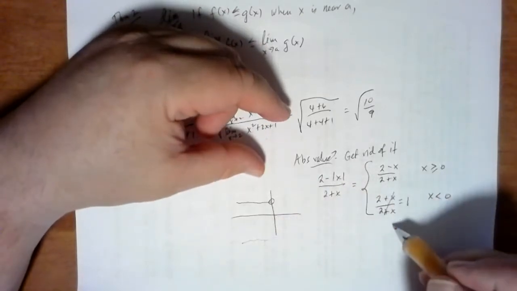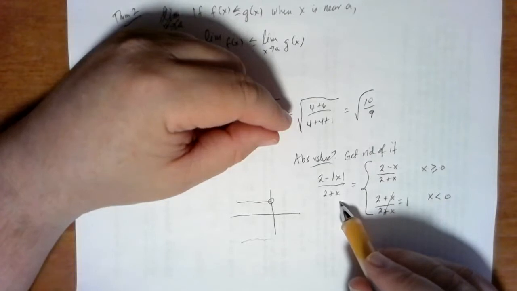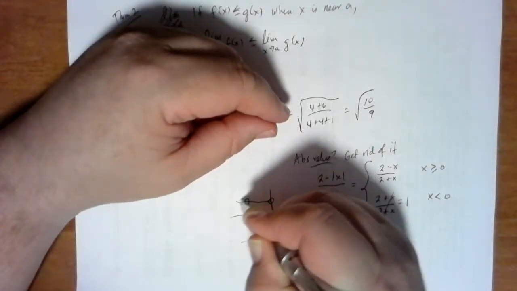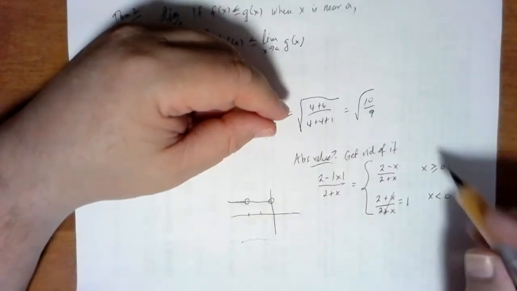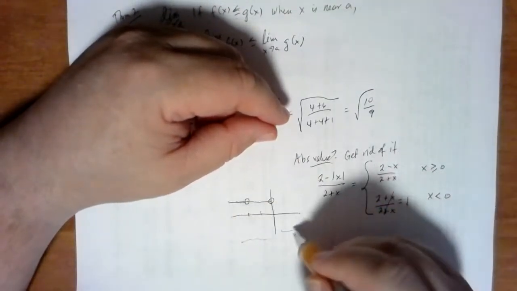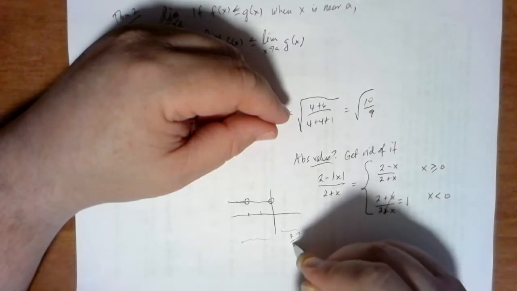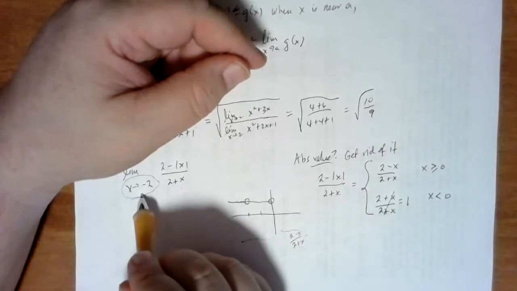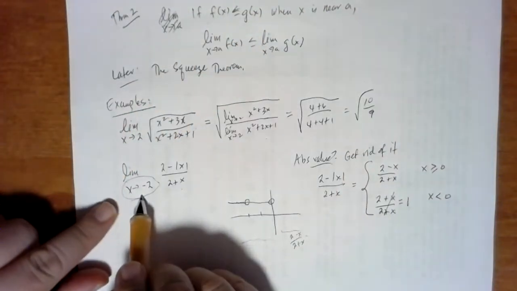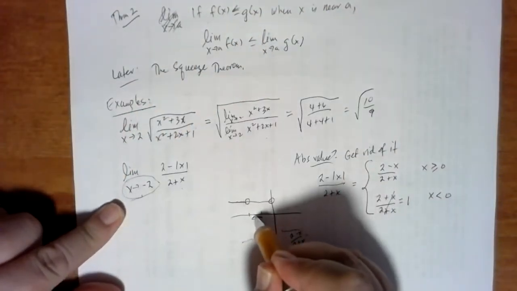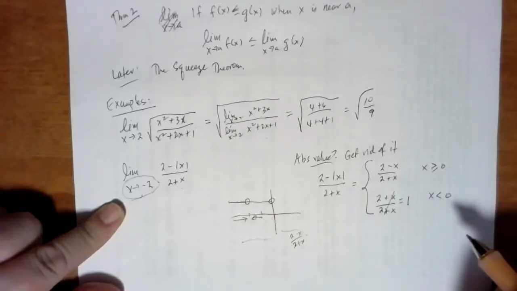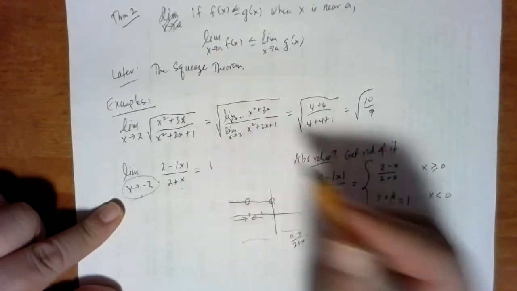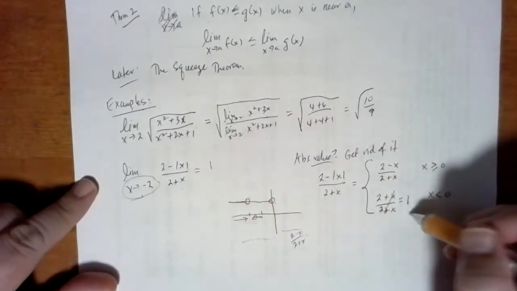I guess I should be careful because at x equals minus 2, the function is also not defined, so I should put an empty circle there. Okay, and then on this side, you could graph this function, 2 minus x over 2 plus x, but it's not going to be relevant, right? Because all we're interested in is what happens as x goes to minus 2. So you can see here, as x goes to minus 2 from the left or the right, the limit is equal to 1.